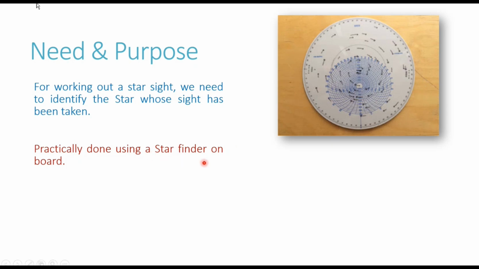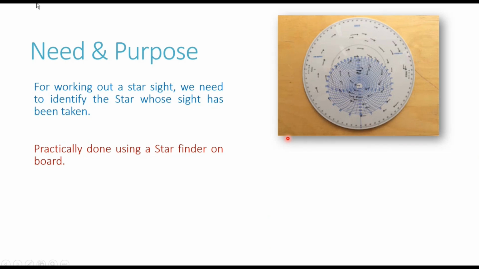Using a star finder, you can see a star finder on the screen right now. This star finder has a base template. There are two base templates basically, one for the northern hemisphere, other one for the southern hemisphere. And on this base template, we place transparencies. There are different transparent sheets basis different DR latitudes. And once you place this transparency, you align it with the base template using the LHA of Aries.